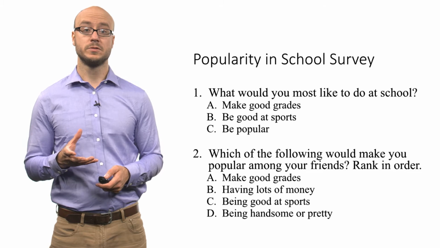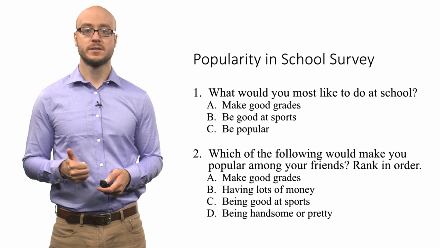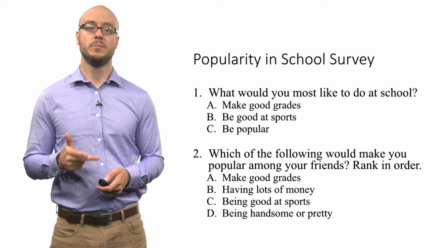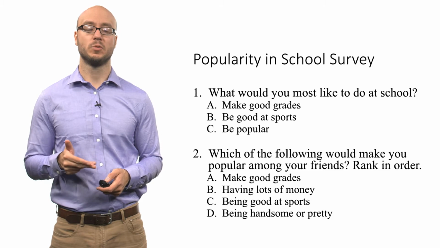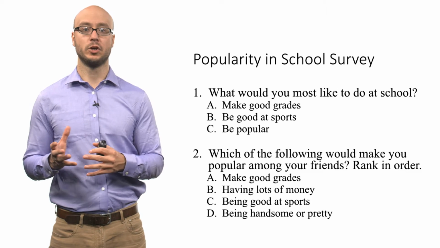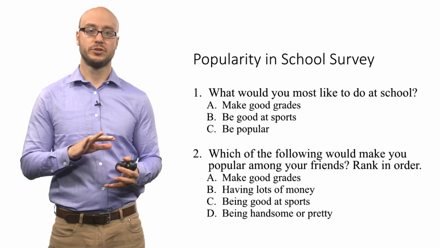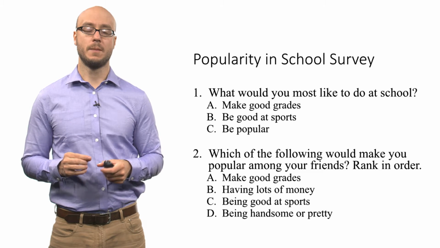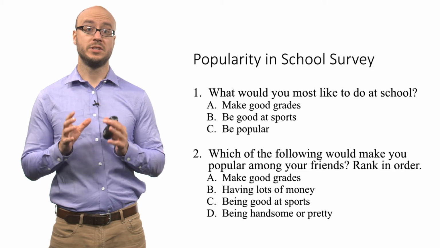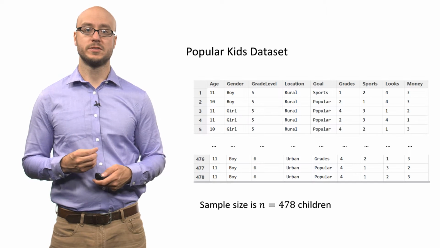And the students are asked to rank in order. So the students are asked to rank making good grades, having lots of money, being good at sports, or being handsome or pretty. So the students are given those options and they have to say, okay, well, making good grades, I'd put number 1, then maybe being good at sports, I'd put as number 2. They're asked to rank these 4 options. And in addition to these 2 questions, the social psychologists also gathered other data about the students.